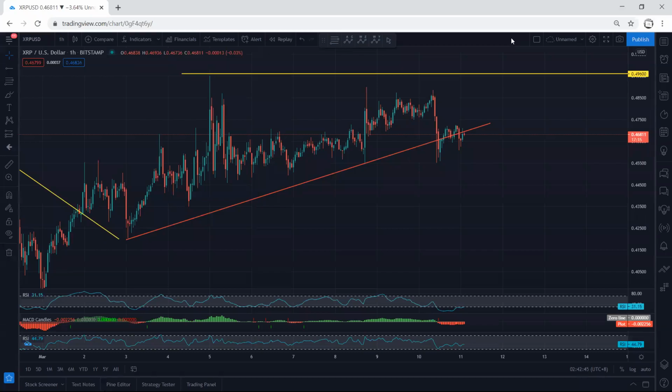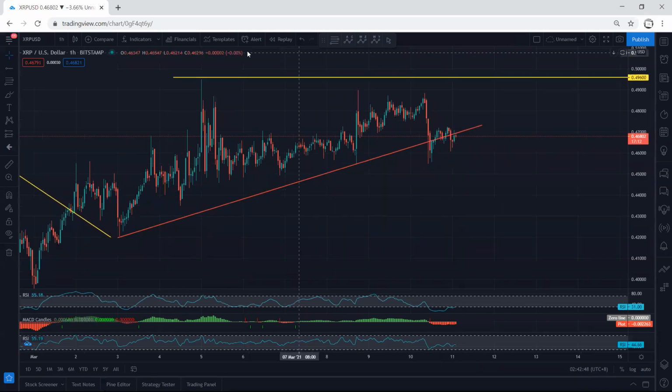XRP, we start with the 1 hour chart. Okay, if we refer to our analysis, we have been expecting the price to drop. We get this. And when the price was here, we mentioned that if we get the correction, we can expect the price to drop. Now, this is what we're looking for.